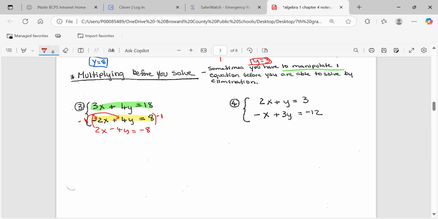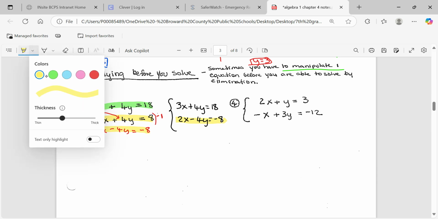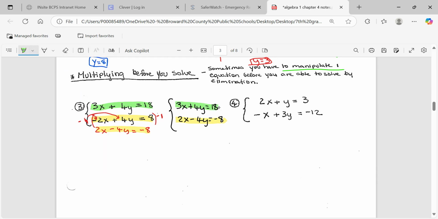So because there's a lot going on, I always like to rewrite my system so that now I have 3x plus 4y equals 18, and I have 2x minus 4y, and that's equal to negative 8. All I did was rewrite this yellow equation, and the green equation, the first equation, stayed the same.